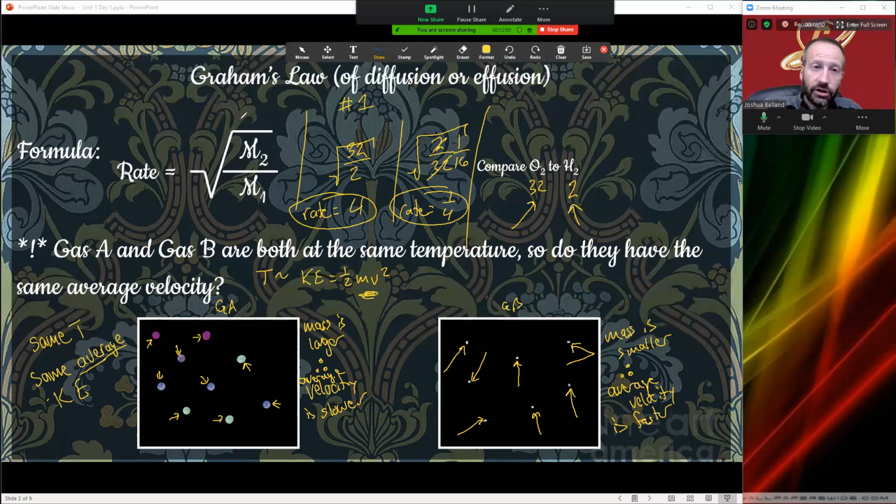So if there's a change in the molar mass, see where Graham's law appears? If there's a difference in the molar mass, there would be a change in the velocity or the rate of speed. All right, so that's Graham's law. That's what I think you need to know about Graham's law.